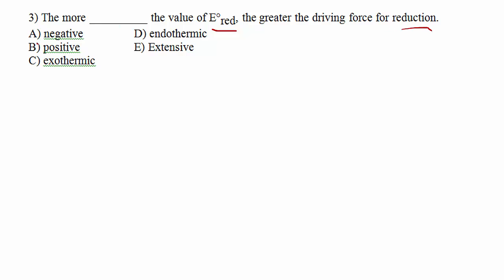Number three: the more blank the value of E0 reduced, the greater the driving force for reduction. This is just a convention, where you just kind of choose positive. So by convention, the more positive it is, the more likely it is to react.